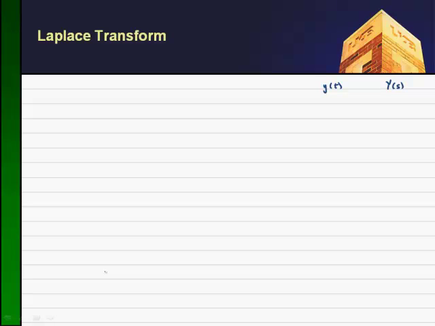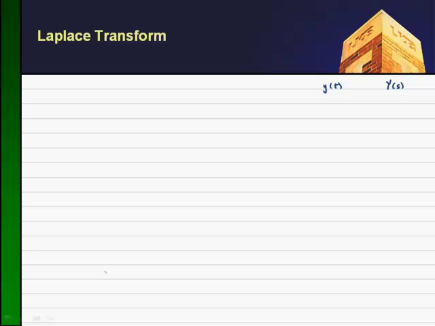big Y of s. You'll recall when you took Calc 2, some textbook authors, when they found the antiderivative, usually liked to write big F of x. So we'll accept big Y of s as the Laplace transform.